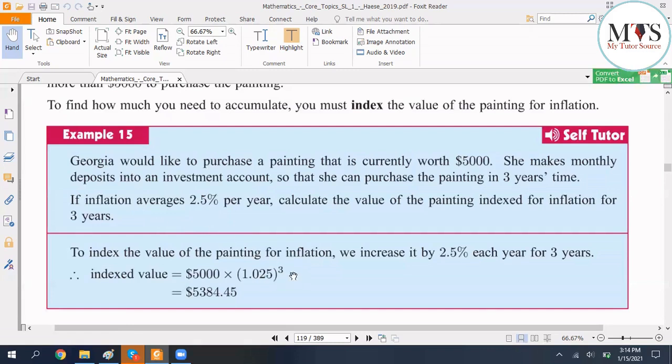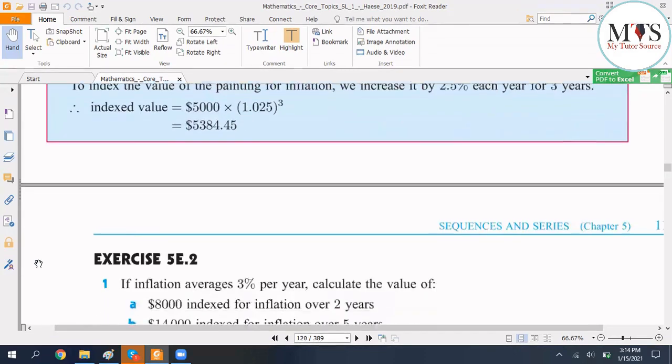And the 3 is your, now this rate is adjusted according to the number of years. So since it's for 3 years, you raise it to the power of 3 and then you multiply it by your initial invested amount, which is 5,000. So this entire thing is your indexed value, which is basically the adjusted value according to the inflation rate for that amount of years. Make sense? Yep. Perfect. Thank you.